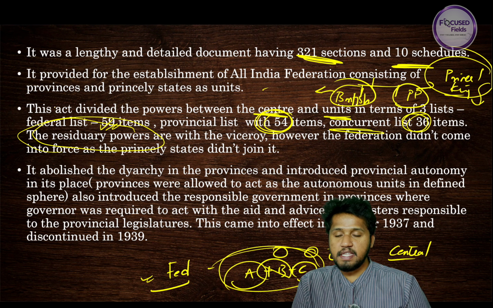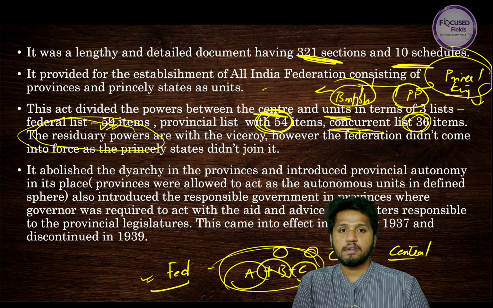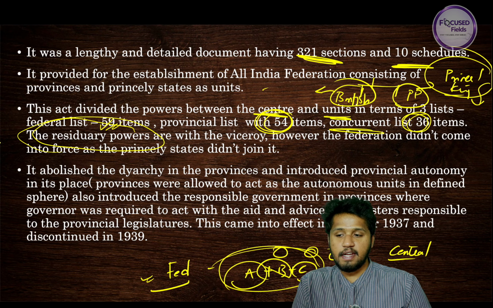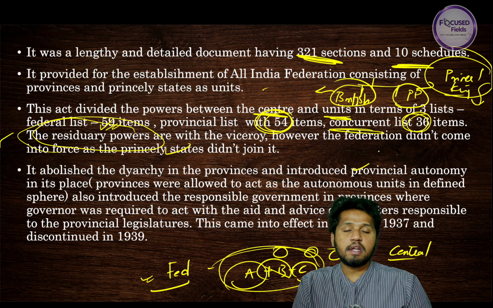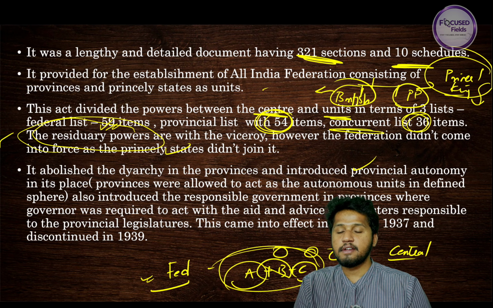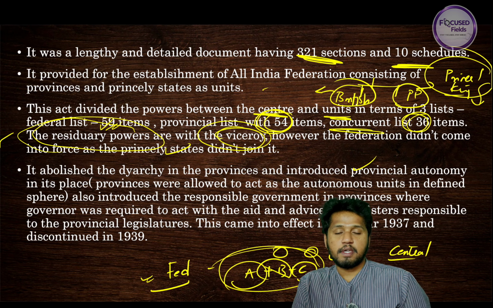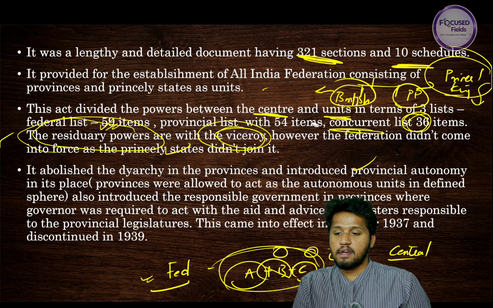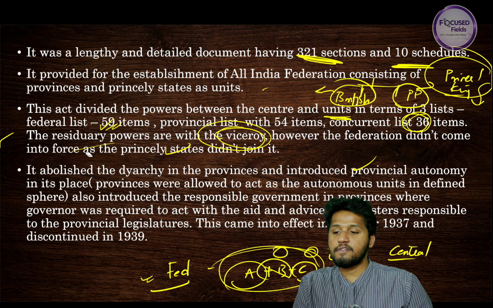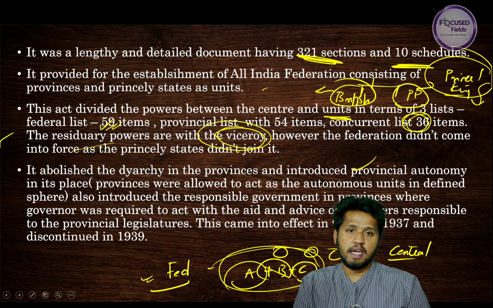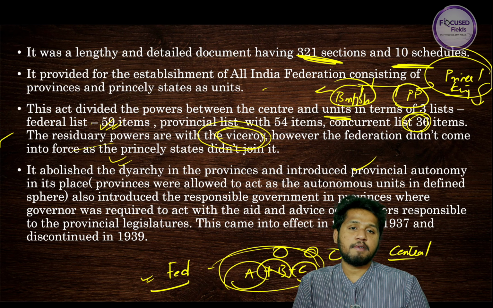Meaning, if a subject arose that was not present in the federal list, provincial list, or concurrent list, then the power to make legislation on that subject lies with the Viceroy. That was clearly stated. However, the federation did not come into force as princely states did not join it. As we discussed, the federation did not come into force.